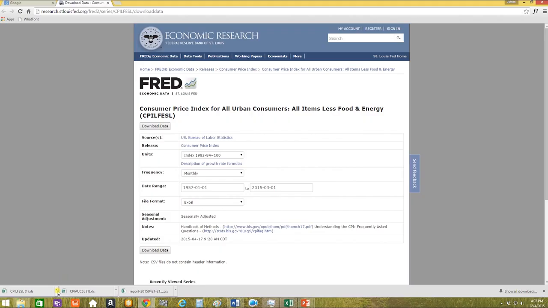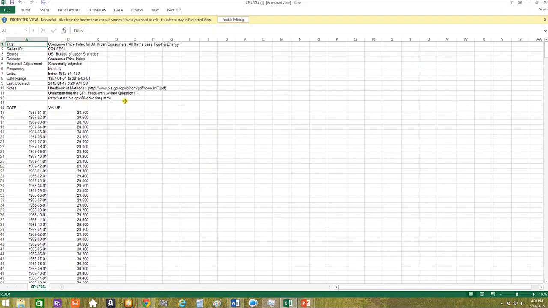Click on the download data button, open up the data. As you can see, it's all very straightforward, very quick. And you can see here, we just have two columns, our date and our CPI ex food and energy value.